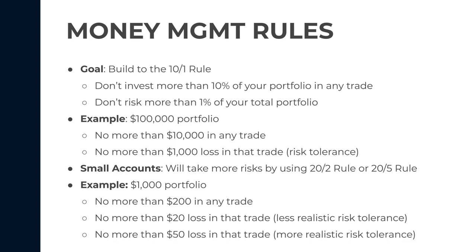That's your risk tolerance. If you have a smaller account, you might try using a 2-2 rule or a 2-5 rule. Here's what that example would look like. If you've got a $1,000 portfolio, no more than $200 in any trade, no more than $20 loss in that trade, and no more than a $50 loss if you did the 2-5 rule. But this is very, very difficult to do, again, with a very small trading account.